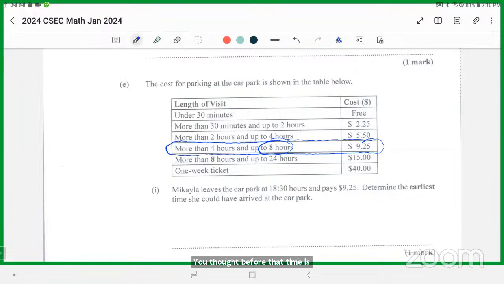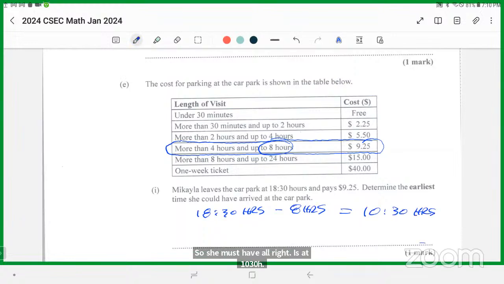Make sense? It has to be 18:30 hours minus the maximum time she could have spent to pay that amount of money, 8 hours. So the earliest she could have arrived and paid that amount is at 10:30 hours. Good, easy. 1 mark for that.